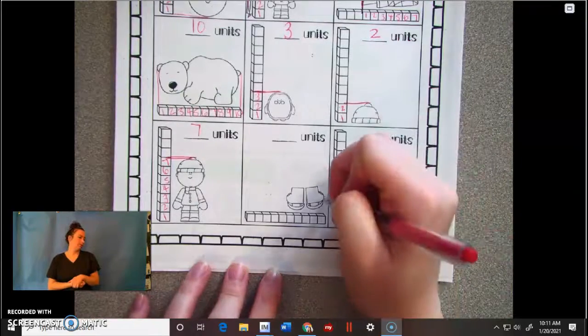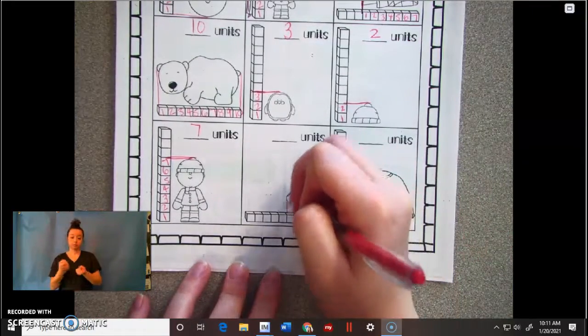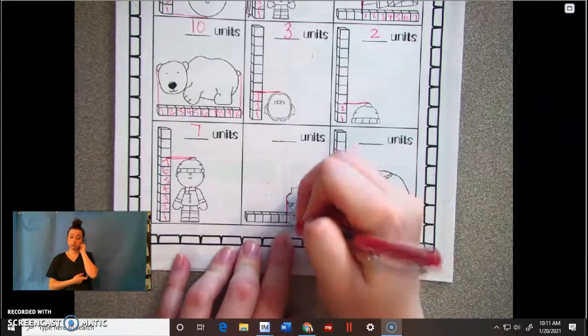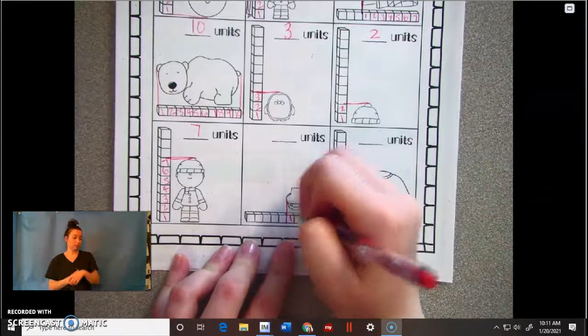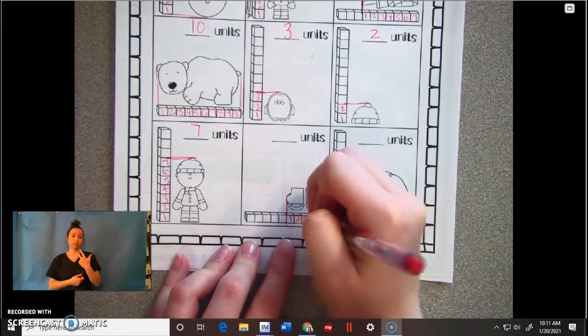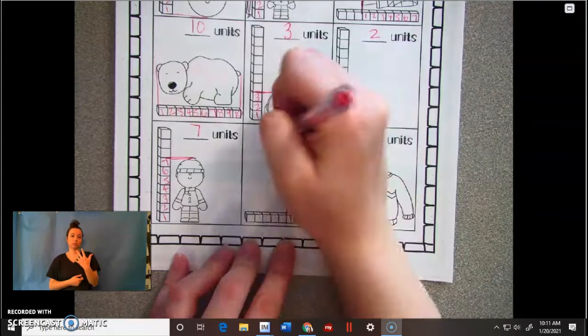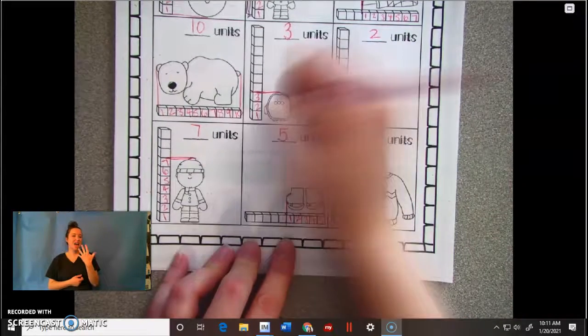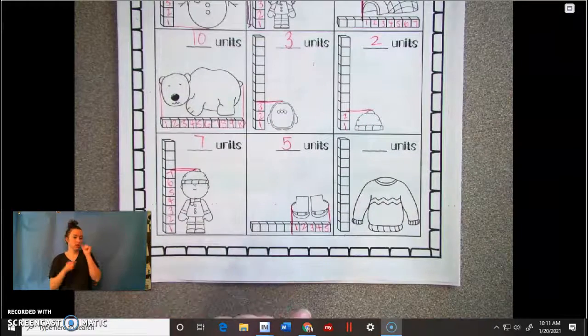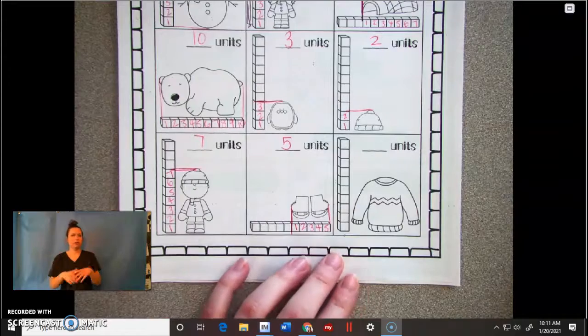All right, let's check the skates. I'm going to draw my lines so I know what block he stops. Ready? 1, 2, 3, 4, 5. 5 units. Remember, at any time you can stop and pause it. That way you can catch up. All right, last one.